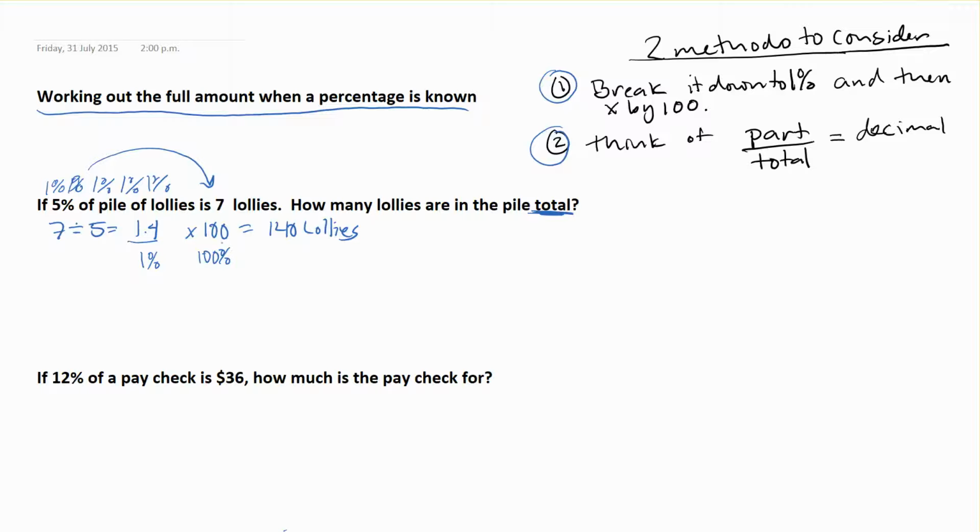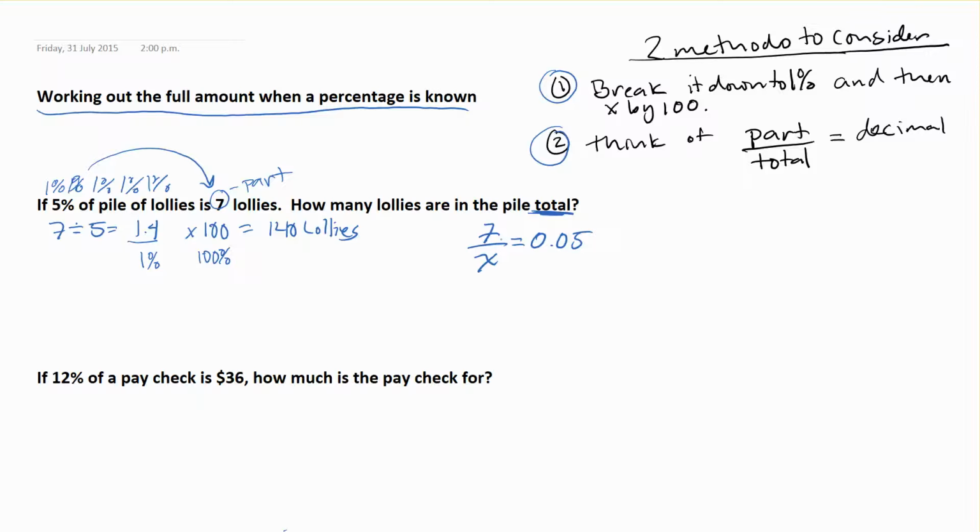Now the other strategy that I was thinking about was saying think about part over total is equal to the decimal. Well, in that case, 7 is the part, right? 7 out of something total is equal to 5%, but we don't know what that is. So our second method could be 7 out of the total that we don't know is equal to 5%. And if you just convert that to a decimal to begin with, you'll be in good shape. So always write it as the decimal, not the percentage.